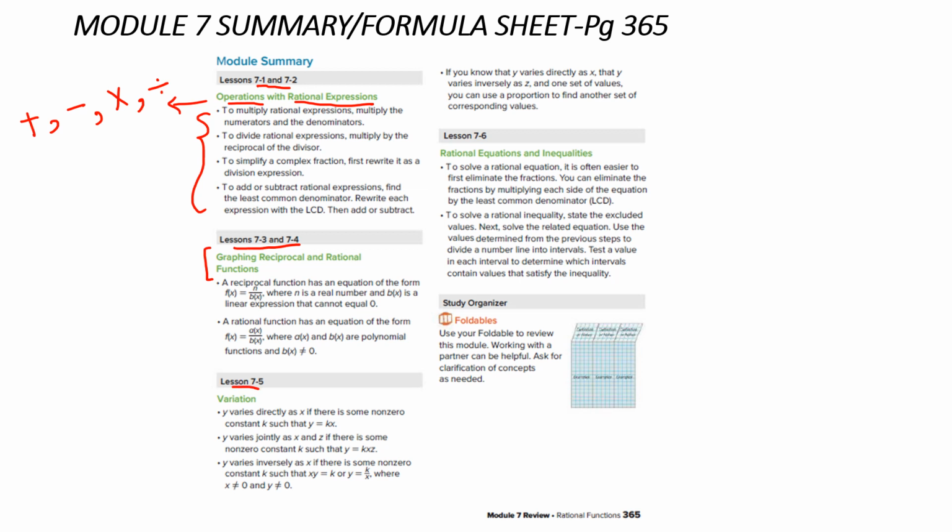Next one, lesson 7.5, which was on variation. In this you had done 4 kinds of variation. If you remember, you had done direct variation and inverse variation. So accordingly, the formula is going to change. For direct variation, it will be this. For joint variation, where you have x, y, z, 3 variables, it is going to be this. For inverse, it is the opposite of direct. It is going to be this.